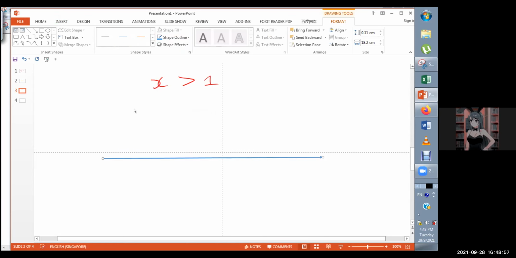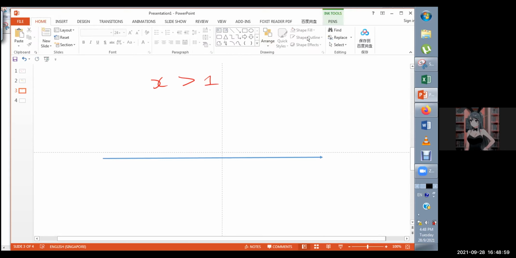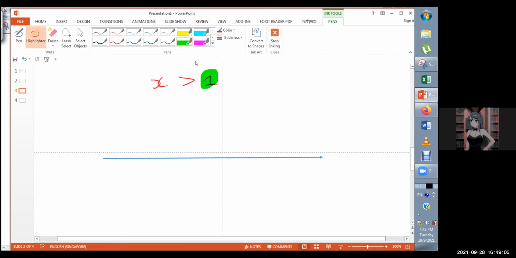Once you have inserted a number line, can you see that you have a 1 here? So that means on your number line, you need to show 1. Does it make sense now? Okay, good. So x bigger than 1.